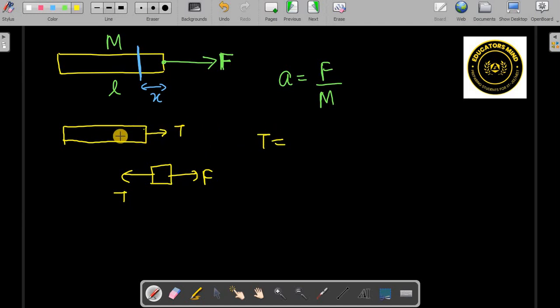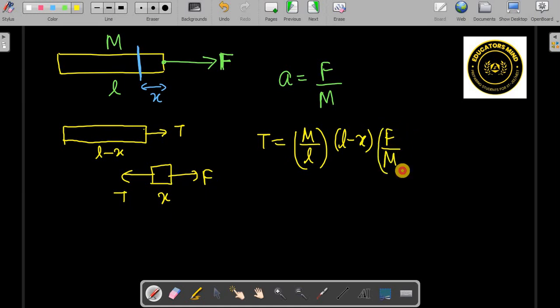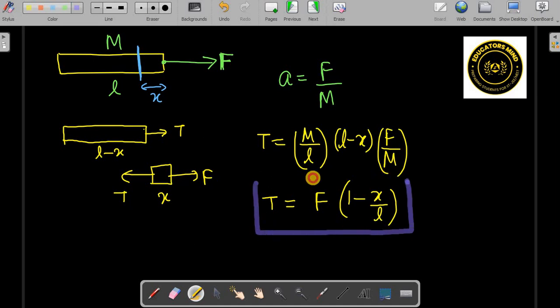is like the net force, which is the mass of this portion, which has length L minus x. This is x. So mass per unit length into the length L minus x. This is the mass into acceleration, which is F by capital M. This is according to Newton's law. Tension is the only force acting on this L minus x length, right? So this is the mass into acceleration. Now here the mass gets cancelled: T equals F(1 minus x by L).